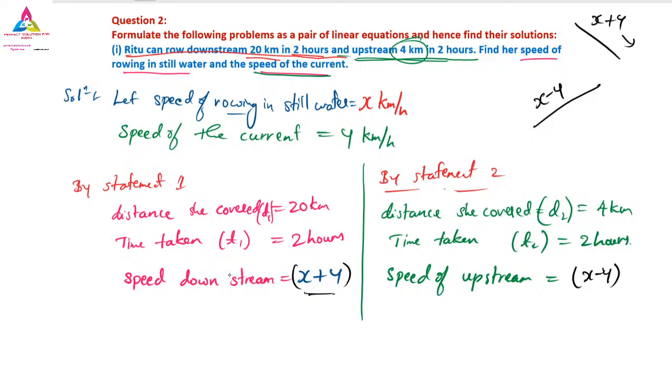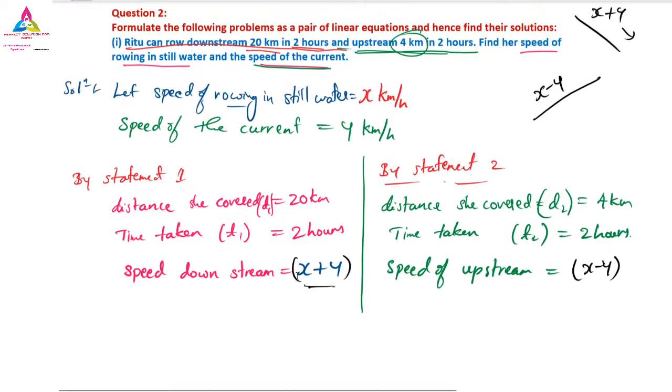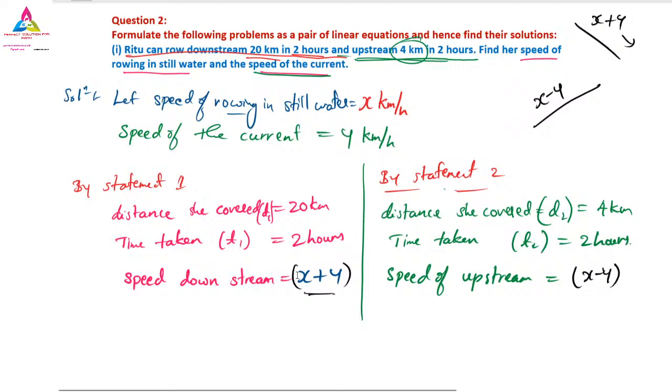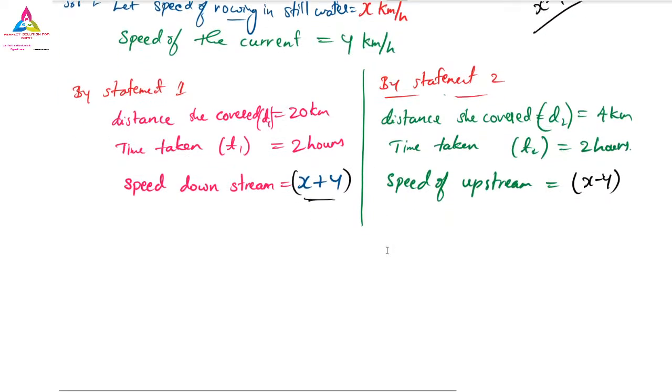Okay, let me continue. Next, they have told us to find the x and y values, the speed of the still water and the speed of the current also. So let us have that. Now let us write it in statement form. Speed is equal to distance by time, you know that formula already. The same formula we have to apply here, and we have to find the answer.